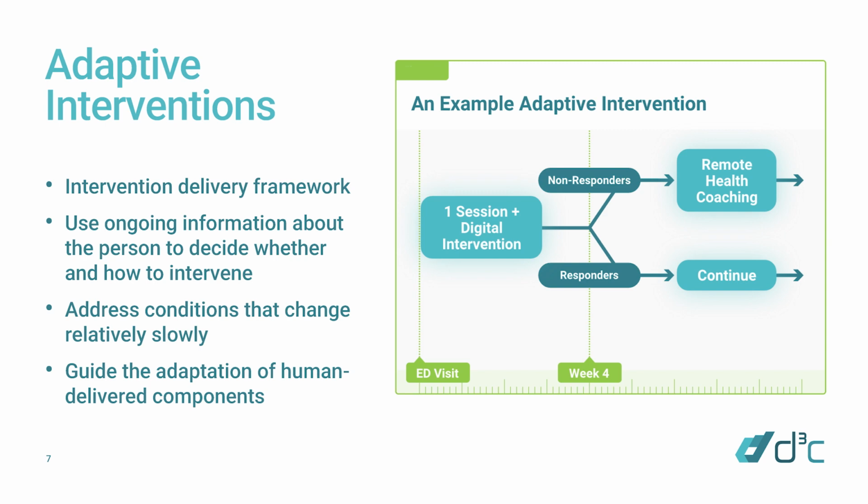Two things to notice. One, this intervention is adaptive because we use dynamic information about the person's response status to decide whether or not to add coaching. And the adaptation here happens on a slow timescale. It happens 4 weeks after the emergency department visit. Why? Because the goal is to address conditions that change relatively slowly. The goal is to address early signs of non-response to the initial intervention, which unfold over 4 weeks. That's why we adapt at week 4. We adapt on a relatively slow timescale.